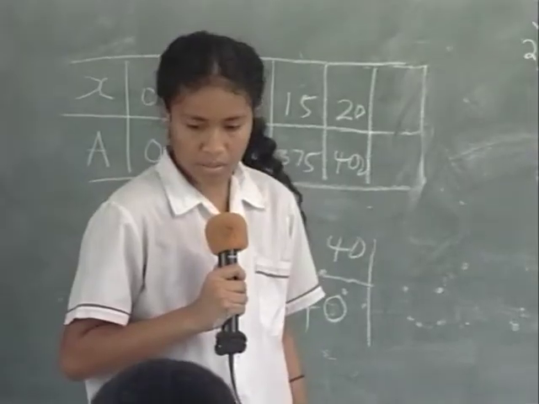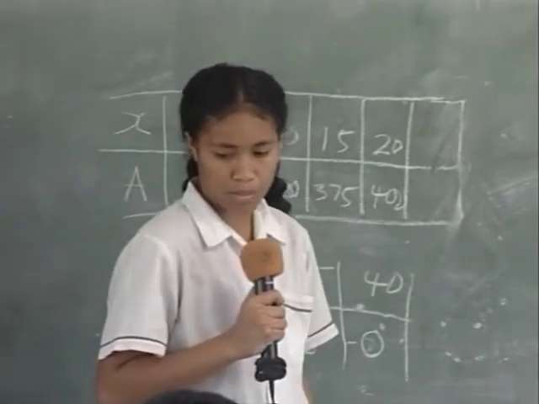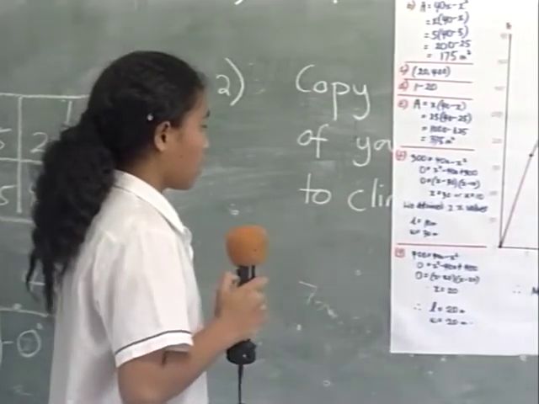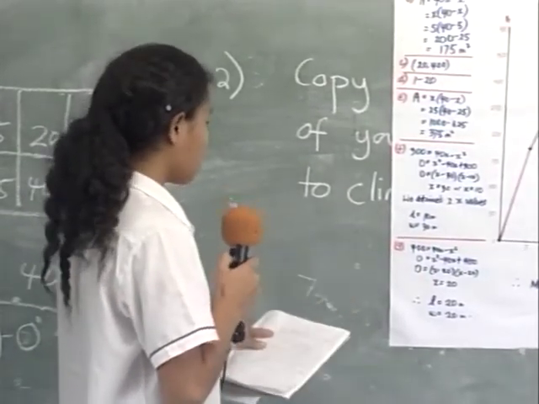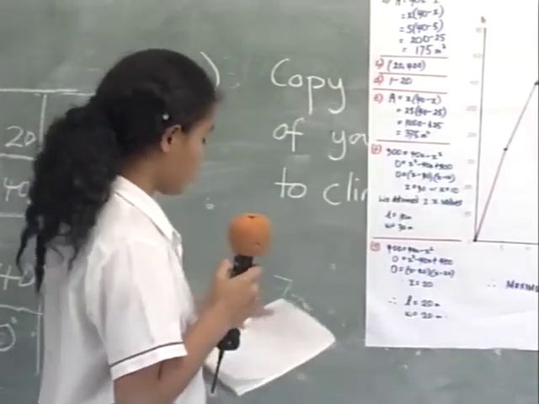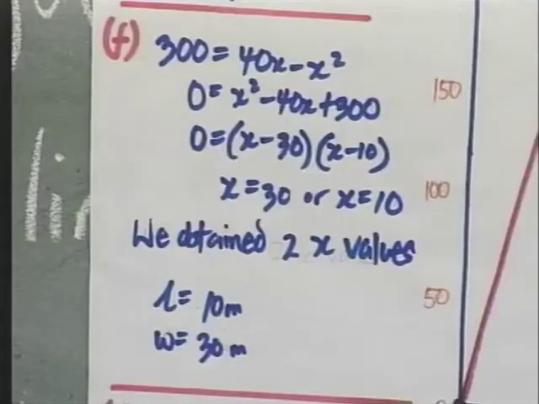If the area of the rectangle is 300 square meters, what are its possible dimensions? Because the meaningful values of x to the problem range from 1 to 20, the length will be 10 meters and the width will be 30 meters.